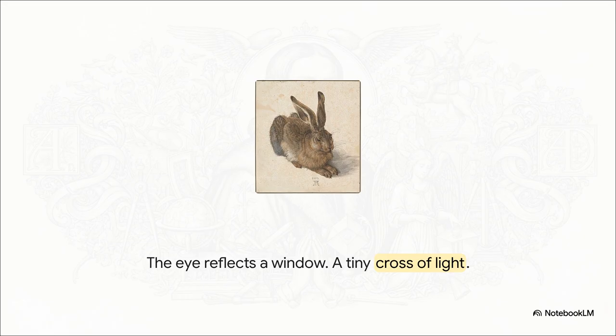And then there's this. In the deep, liquid darkness of the hare's eye, if you look incredibly close, you can see the reflection of a window frame, a tiny little cross of light. In that one minuscule detail, Dürer connects this quiet little animal to his own world, to the very room where he sat, and, in a way, right across the centuries, to us.